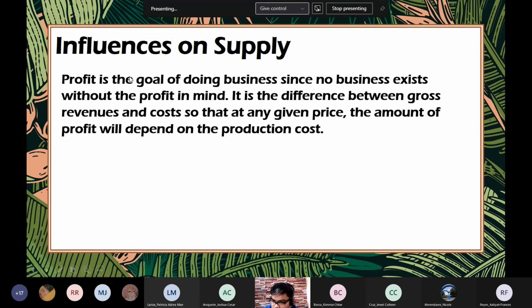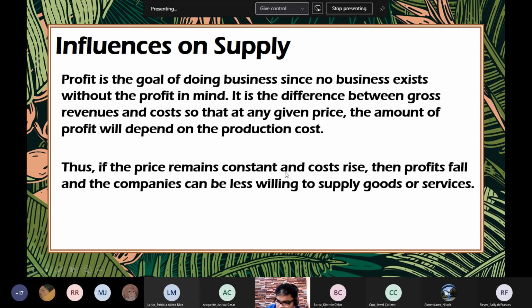So, may konting introduction lang. Profit is the goal of doing business. Huwag na huwag yung kakalimutan yan na ABM students. Ha? Walang business ang nagbukas para mag-donate. Meron naman CSR. Pero as much as possible, kailangan kumikita pa rin yung business mo. No business exists without profit in mind. It is the difference between gross revenues and costs. So, nanon na natin profit sa statement of comprehensive income.